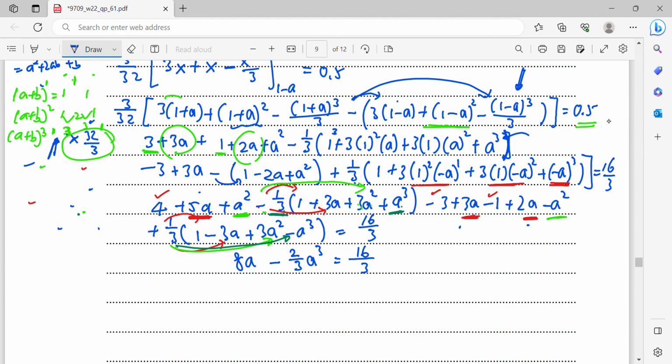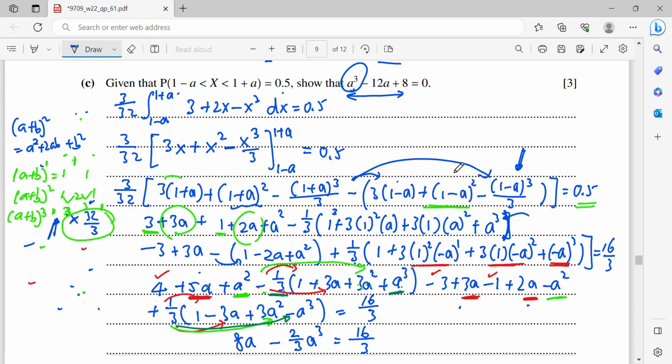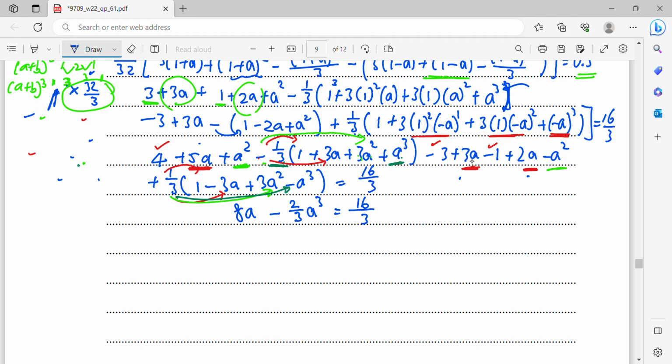So from here, I can times the whole equation. Okay, let's go back to the question. You need to show a cube, so the coefficient for a cube should be positive 1. That means now I need to times the whole equation by negative 3 over 2, so that the coefficient for a cube will be positive 1.